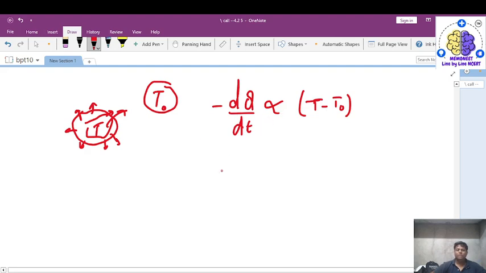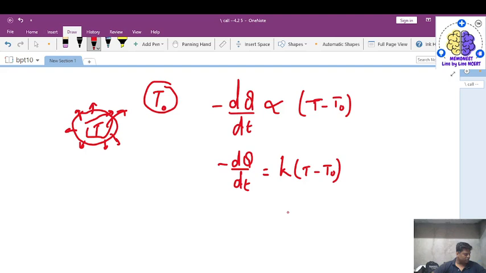To remove the proportionality, we will multiply with the proportionality constant. So it will be dq by dt equals k into (t minus t naught). This k is the proportionality constant, which depends upon the area and the nature of the surface of the body, that is, whether the body surface is smooth or rough, and the nature of the body.